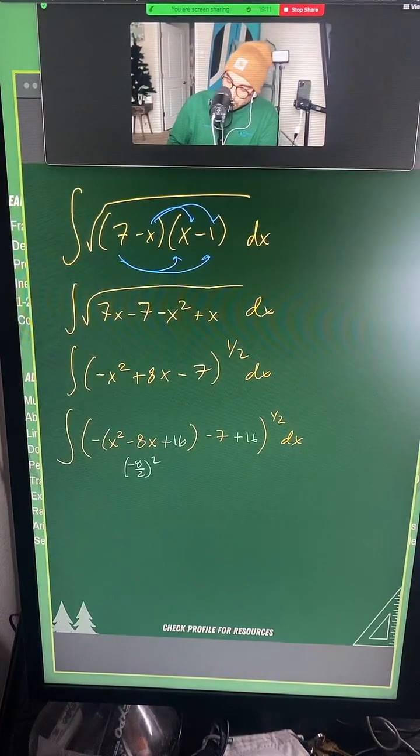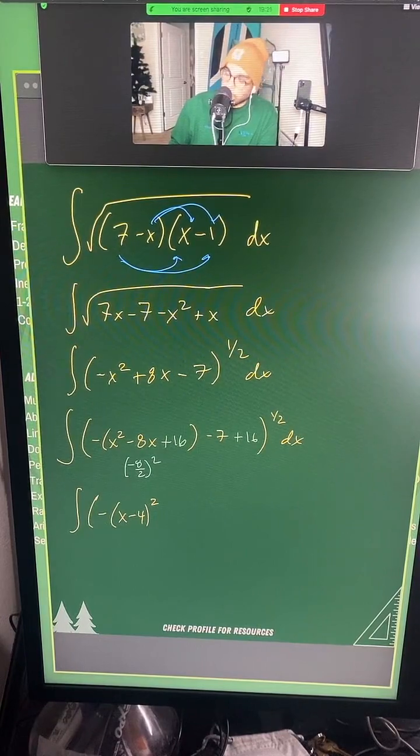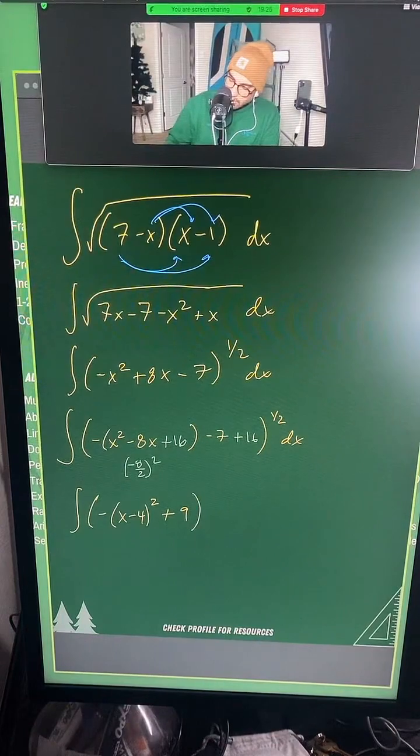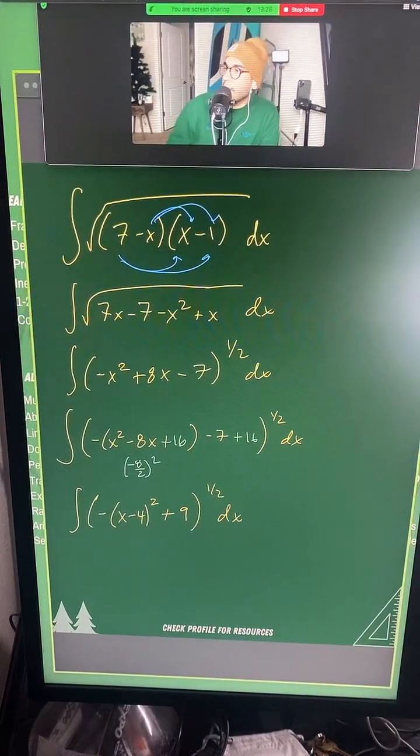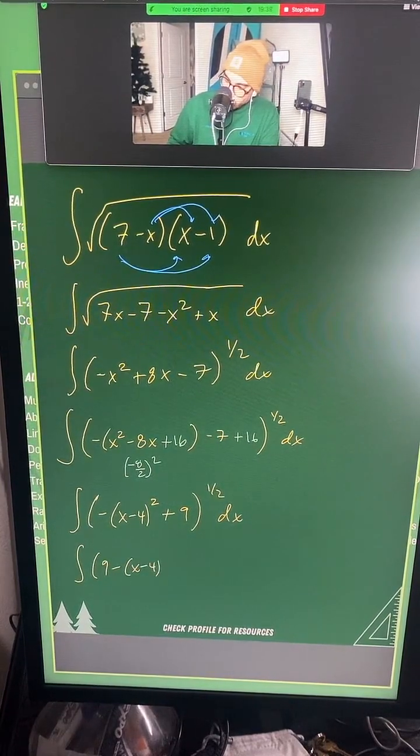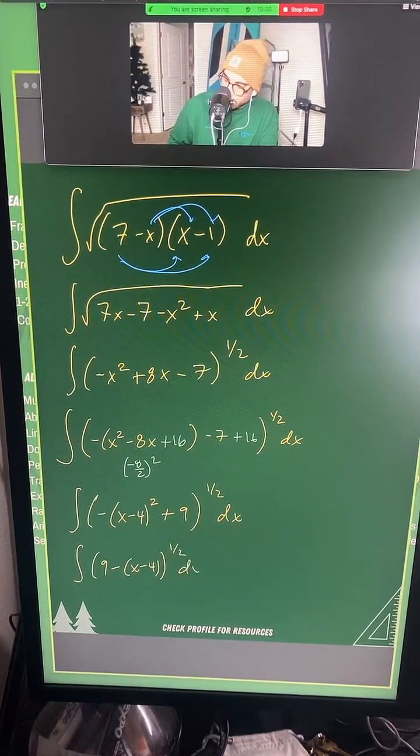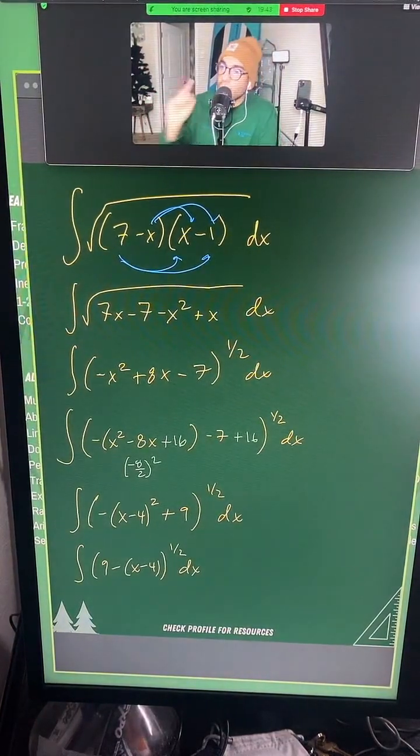All right, so let's go ahead and rewrite this. So far, this becomes negative (x minus 4) to the power of 2, and then negative 16 plus 6, or negative 7 plus 16 is positive 9, I believe. And now we are good to go. Okay, not bad. So let me go ahead and just rewrite this so far, just because I have that negative in front of the x minus 4. So I'm going to do 9 minus (x minus 4)^2, all to the power of 1/2. A lot cleaner, I would say. Who can tell me what we have to do here if we're trying to integrate this?